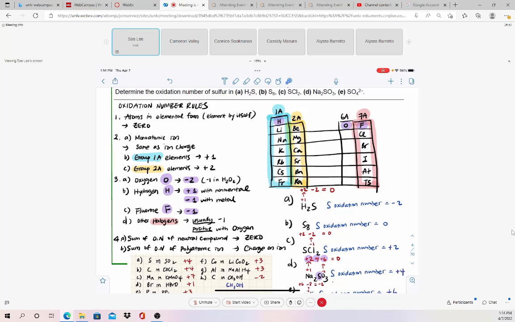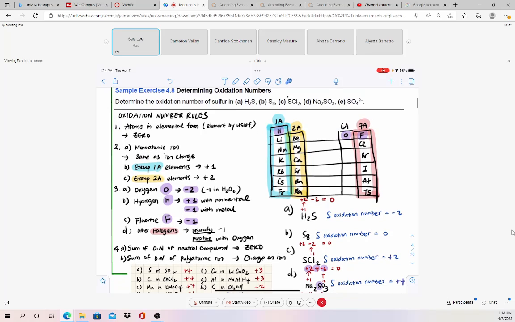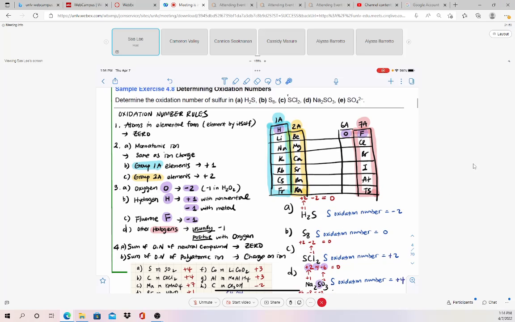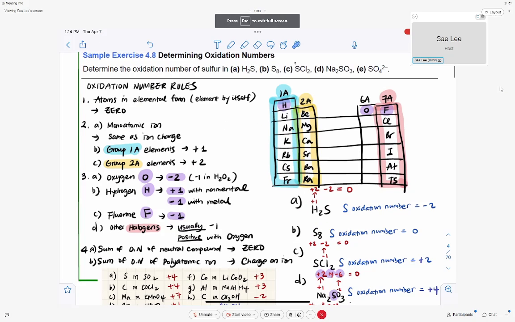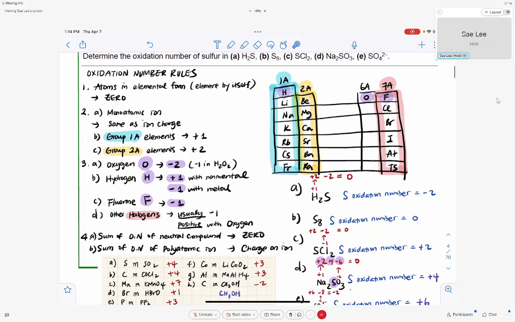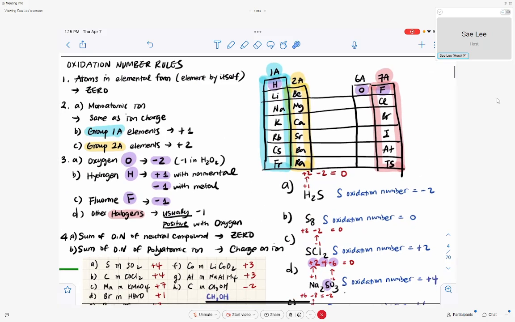So let's try this sample exercise from chapter 4. Since this is just a review of what you've already done in chapter 4, I'm going to quickly go over this exercise to just brush up the oxidation number assigning rules. In this exercise, we need to determine the oxidation number of sulfur in the following compounds. We're going to start with hydrogen sulfide.